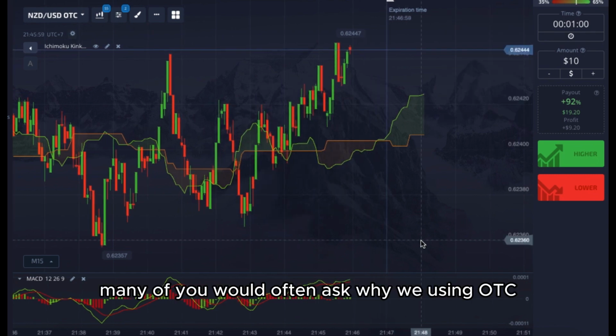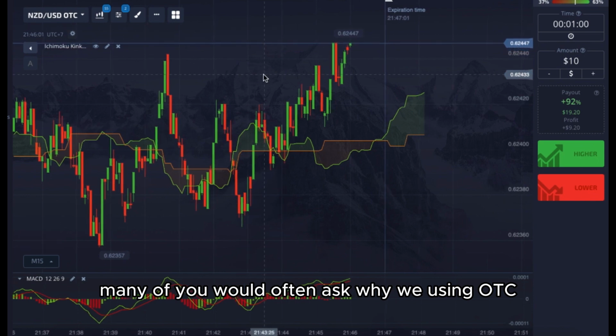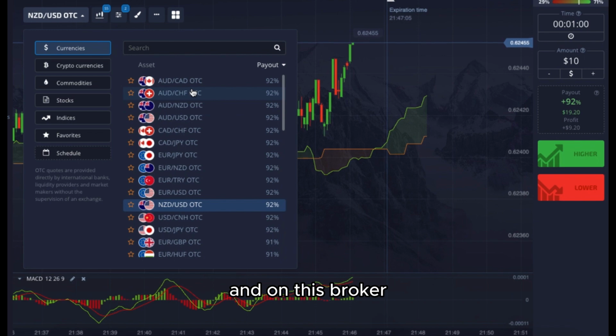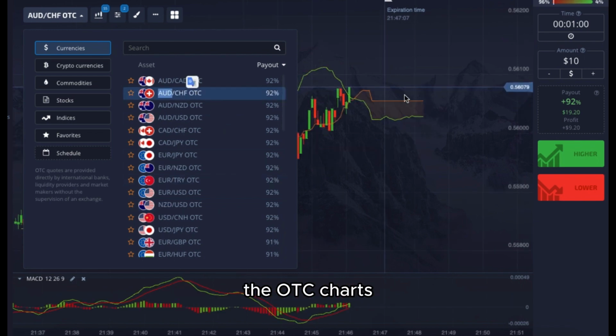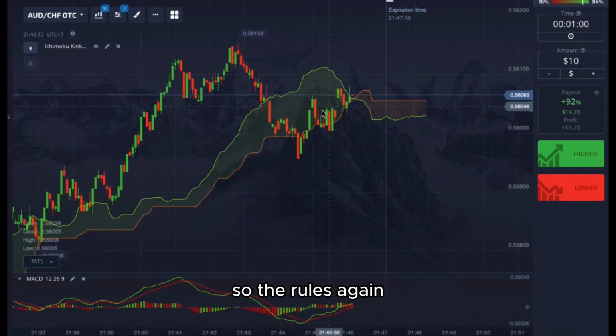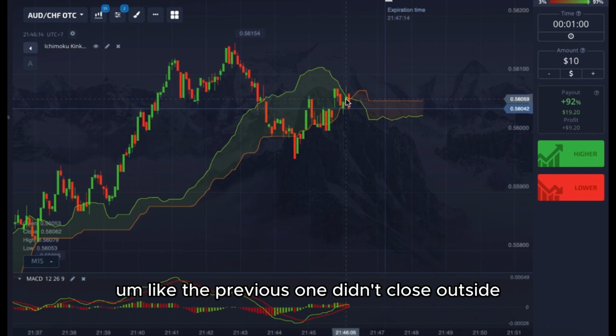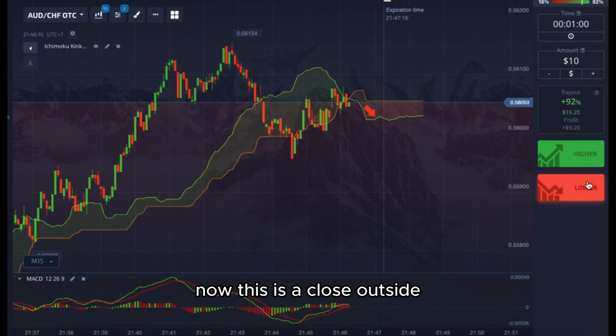Many of you would often ask why we're using OTC. Believe it or not, OTC charts actually are quite good for this, and on this broker, the OTC charts are actually very tradable. So the rules again, once it closes outside, like the previous one didn't close outside, now this is a close outside.